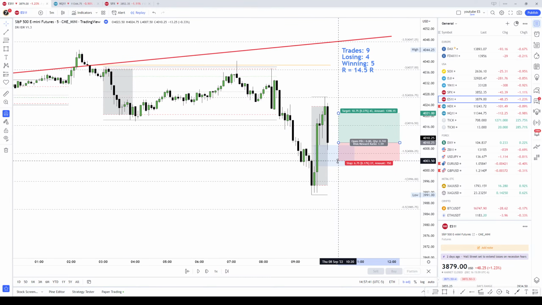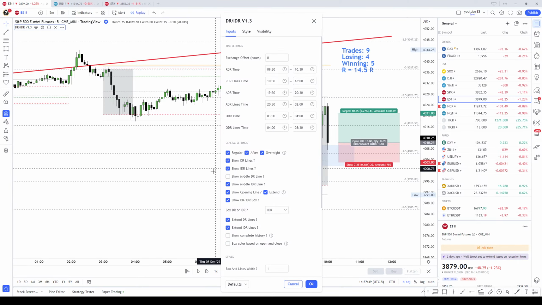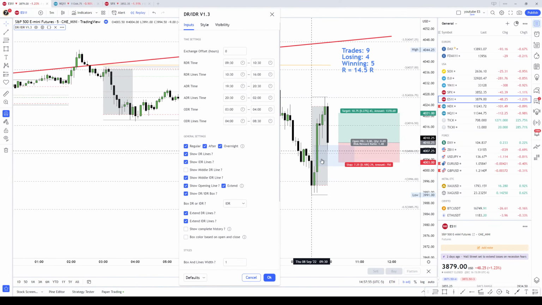My stop would be below the opening price, one or two ticks below the opening price. You can show this if you use the 1.3 version, show opening line and extend. Yeah, this is the line here where I put my stop. As you can see, this is the line.